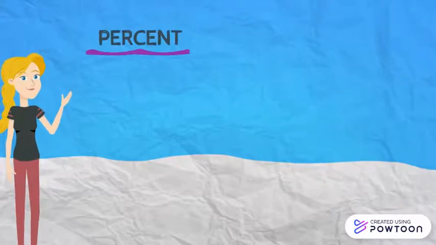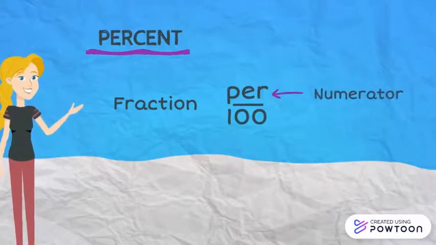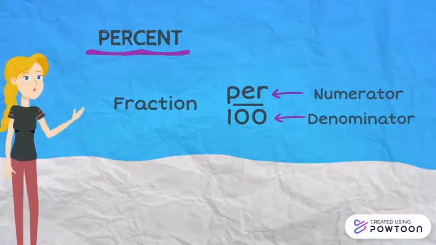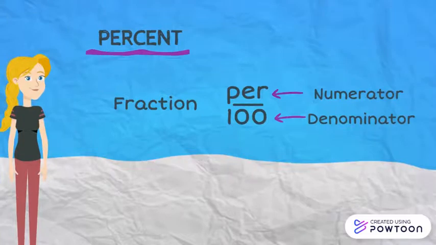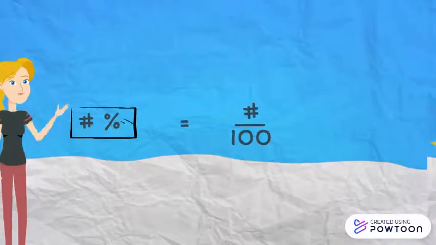Per 100 can be written as a fraction, with per as a numerator and 100 as the denominator. If per 100 can be written as a fraction, so can numbers with the percent symbol. In place of per, choose any other number. For now, the hashtag symbol. Hashtag percent is equal to hashtag by 100.